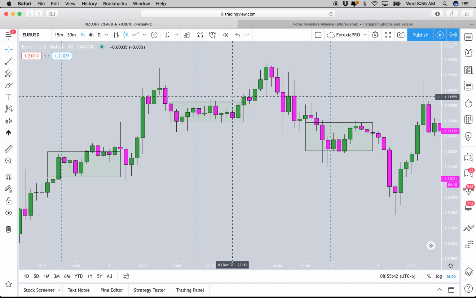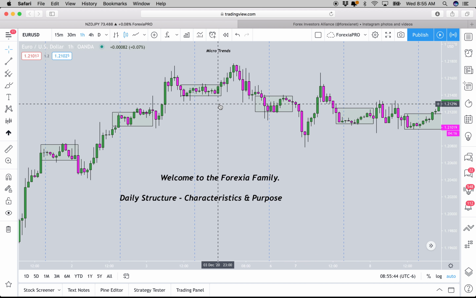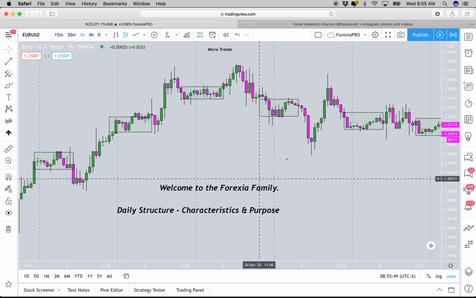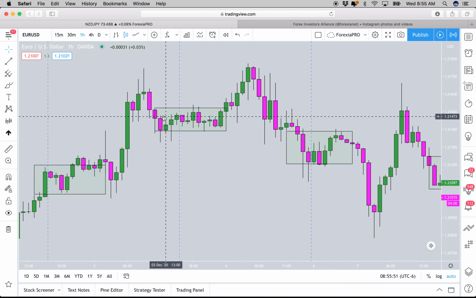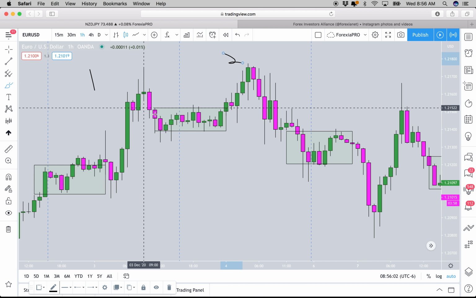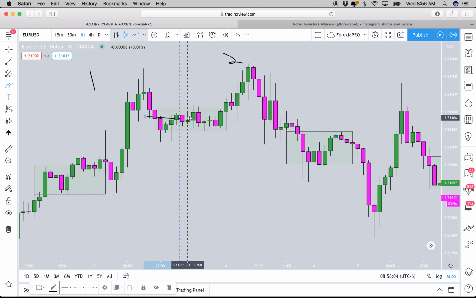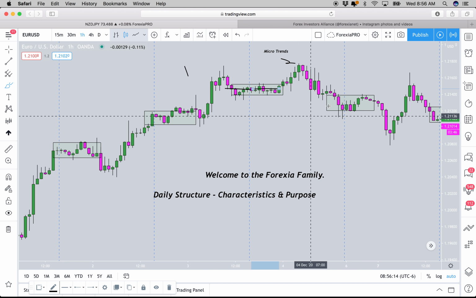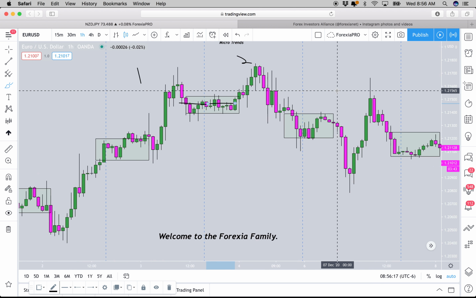Now, let's get into the purpose and a little bit more in depth on the characteristics, right? We already know that the day starts with, one day ends, right? If this is day 1 and this is day 2, this day ends in consolidation to start the next day in consolidation, to connect with one another, this type of structure.